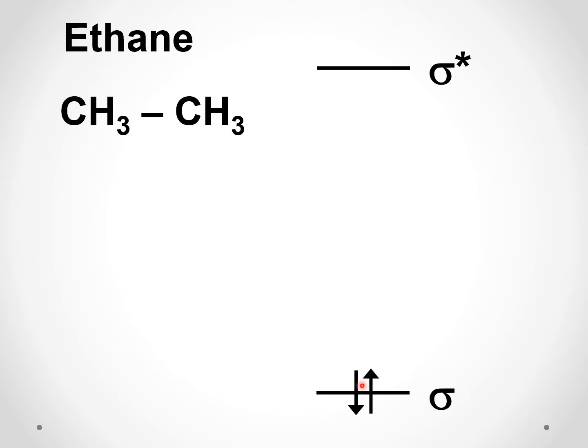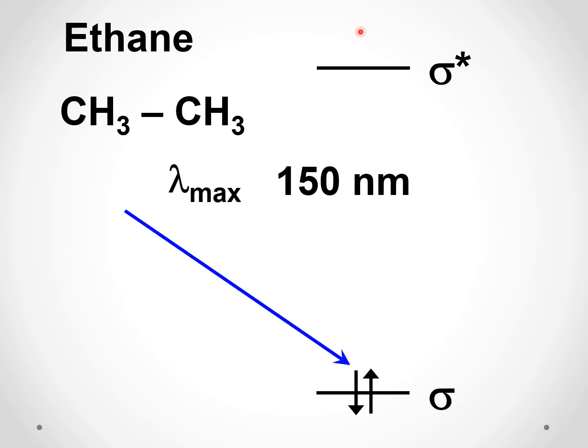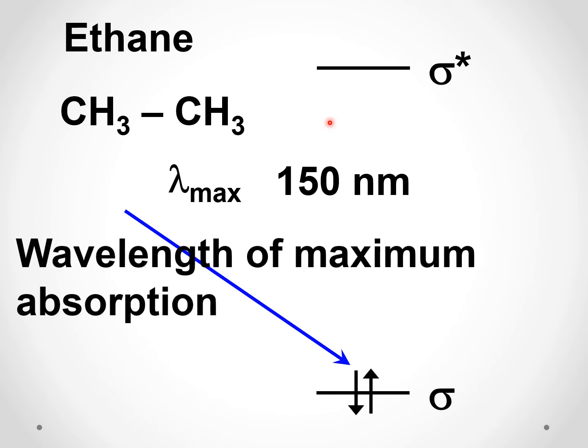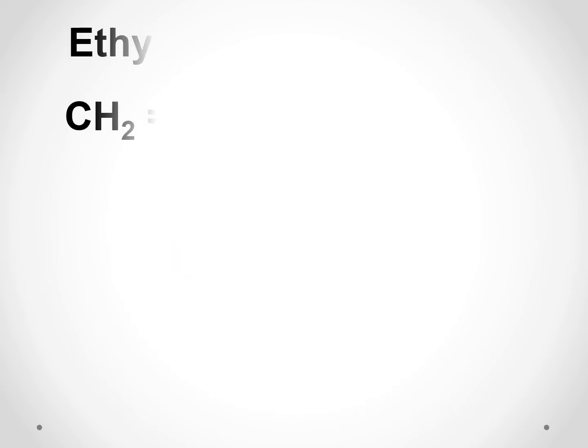So an electron from here can absorb energy and go to this level, and the radiation absorbed is 150 nanometers. Lambda max is the wavelength of maximum absorption. I will explain that later. We can just assume that for now. This molecule absorbs this radiation, 150 nanometers, for sigma to sigma star transition. Now let us look at the next compound, ethylene.